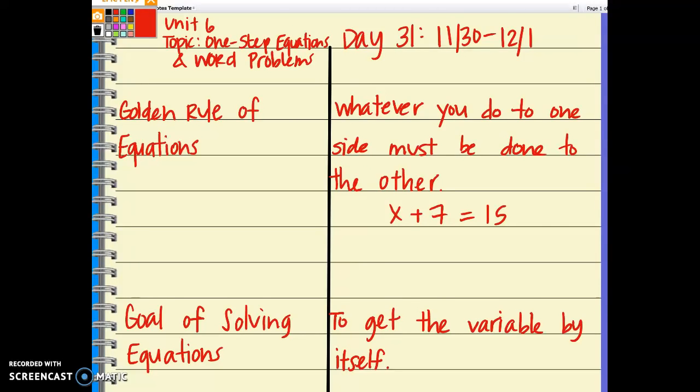All right, so it's day 31, November 30th for A Day, December 1st for B Day. The topic today is solving one-step equations, and we'll look at some word problems too.